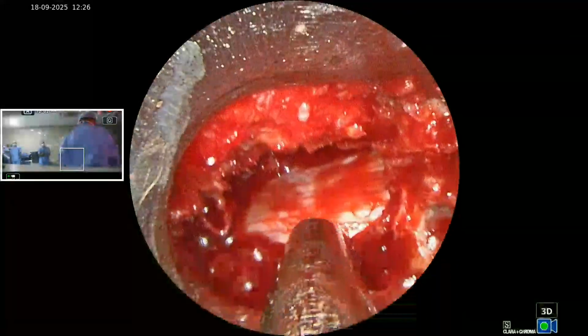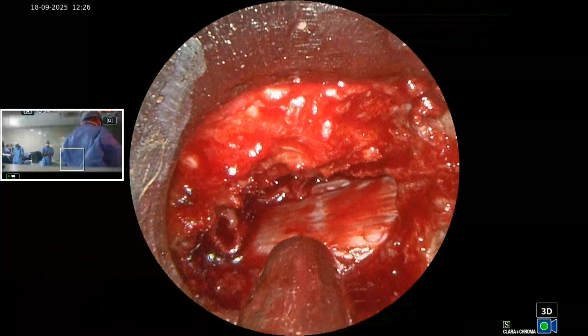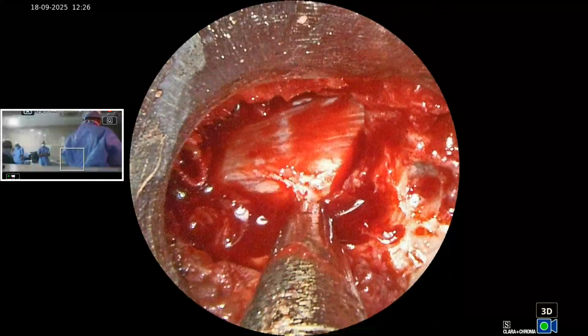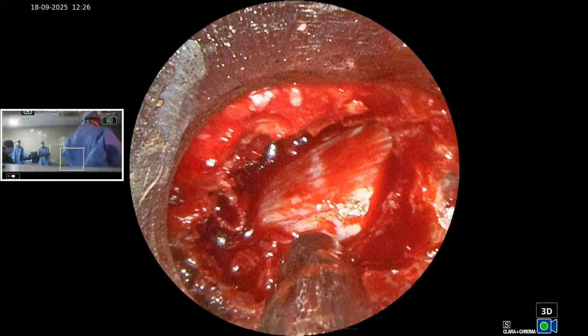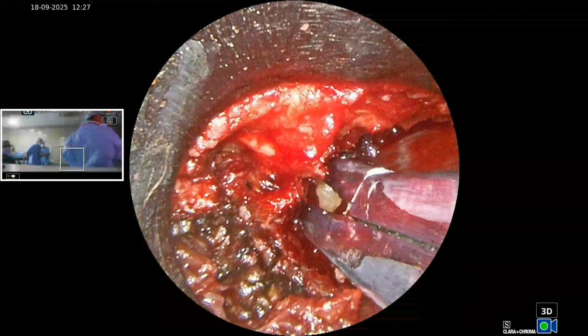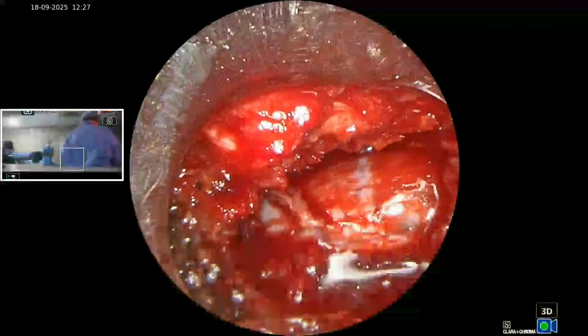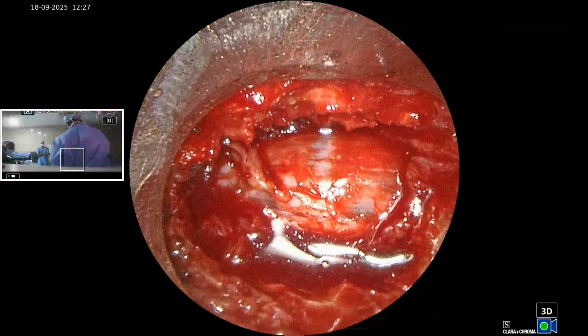Okay. Now don't wash it there later. Gel foam.